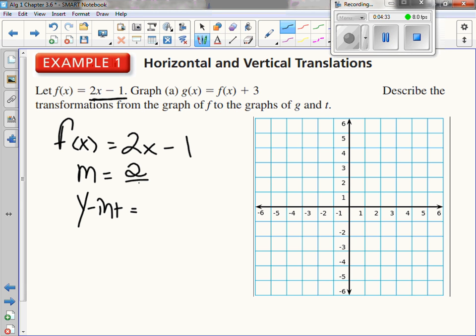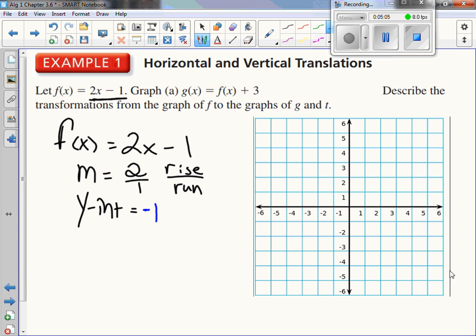2. Or we could say 2 over 1, because it's rise over run. Because when they don't give us a fraction, they just give us a whole number for the slope, the run is always 1. Now, what's the y-intercept? Negative 1. It crosses the y-axis at negative 1. Our slope is 2 or 2 over 1. And our y-intercept is negative 1.